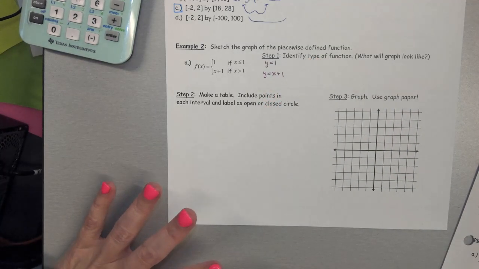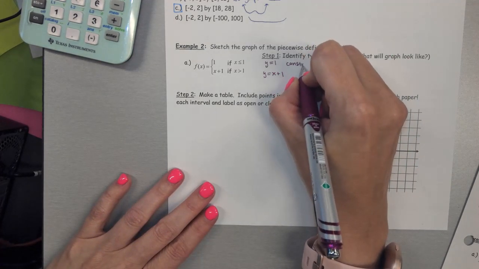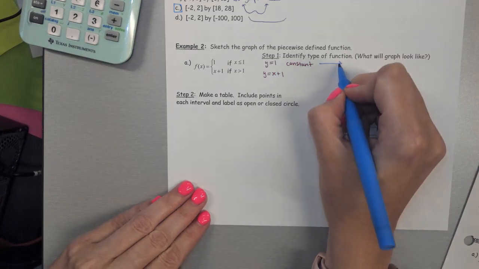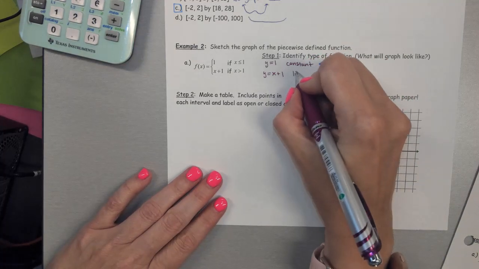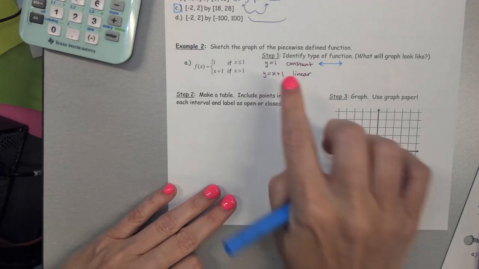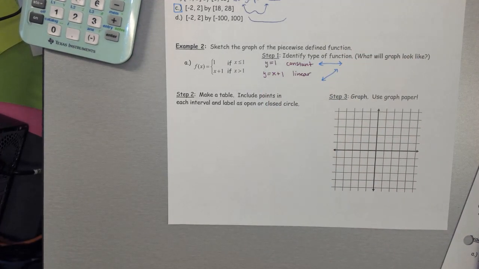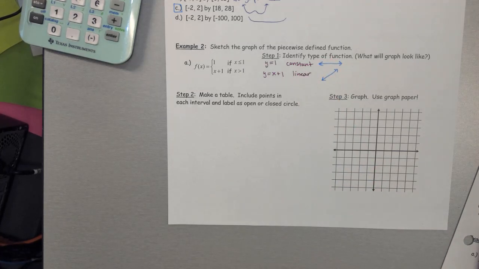So think about what the graph will look like. If it's equal to a constant, then your graph is just going to be a horizontal line. If it's a linear function, it's either going up or down from left to right. Because the slope is positive, I know it will be going up from left to right. So this gives me an idea of what the pieces of those graphs are going to look like.